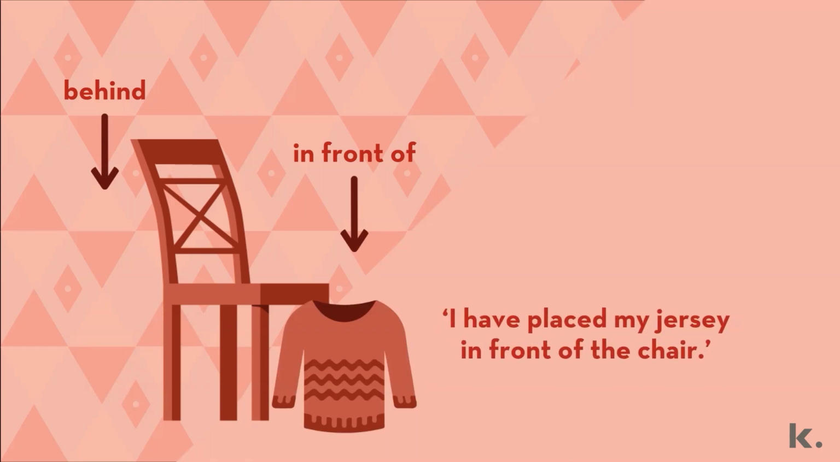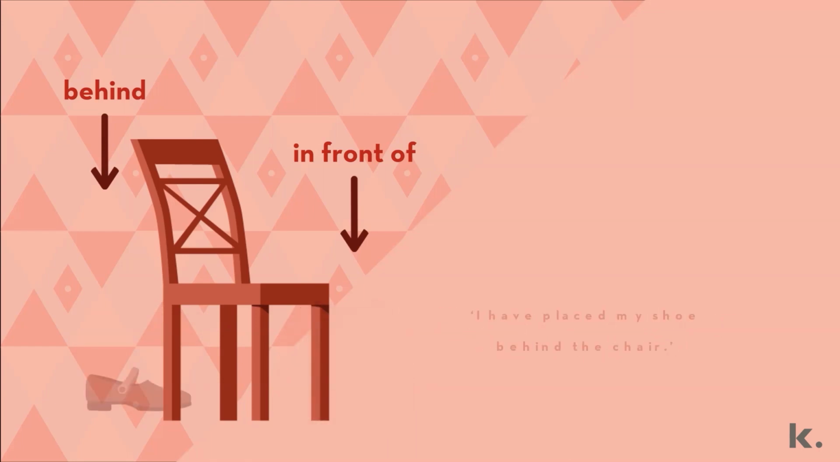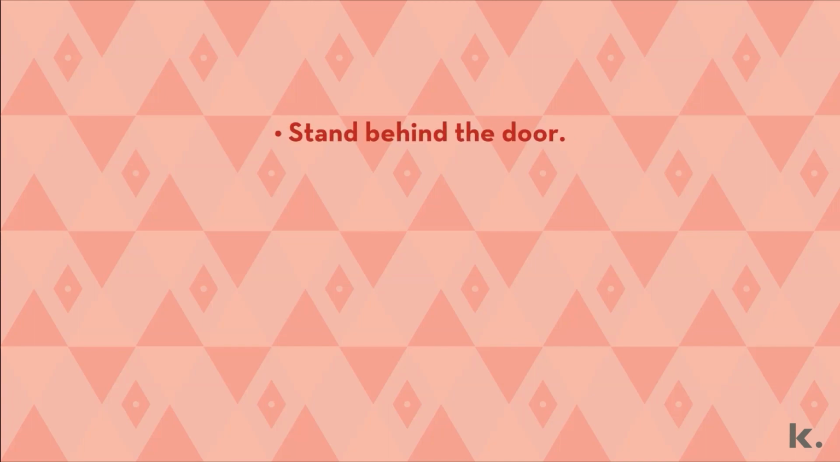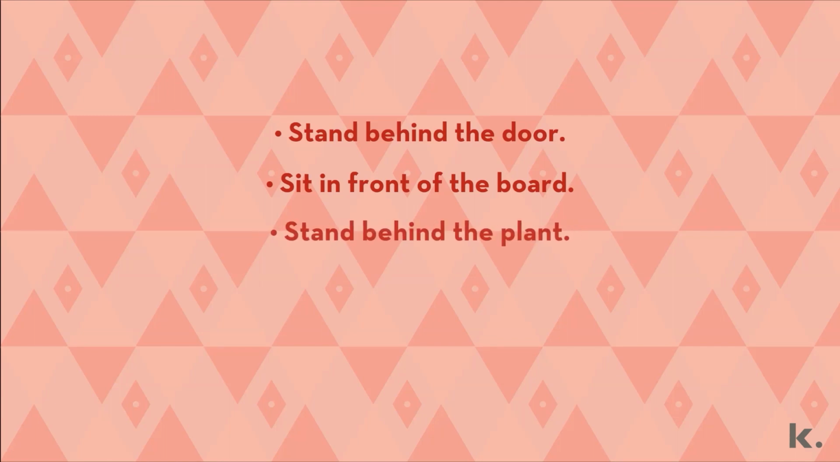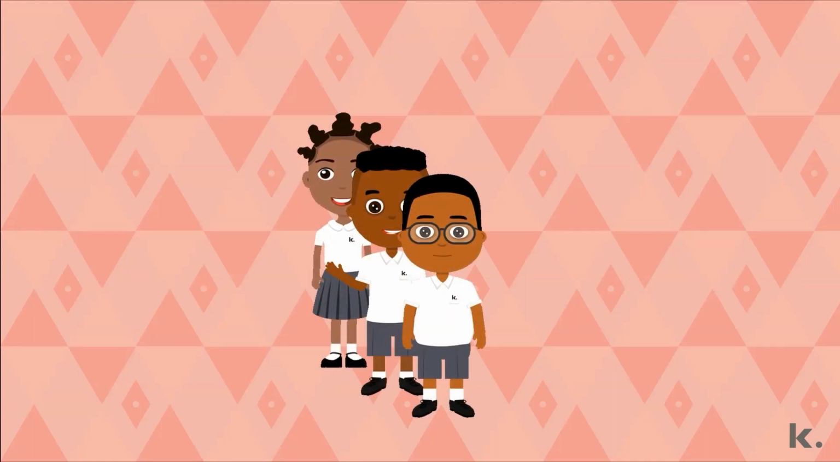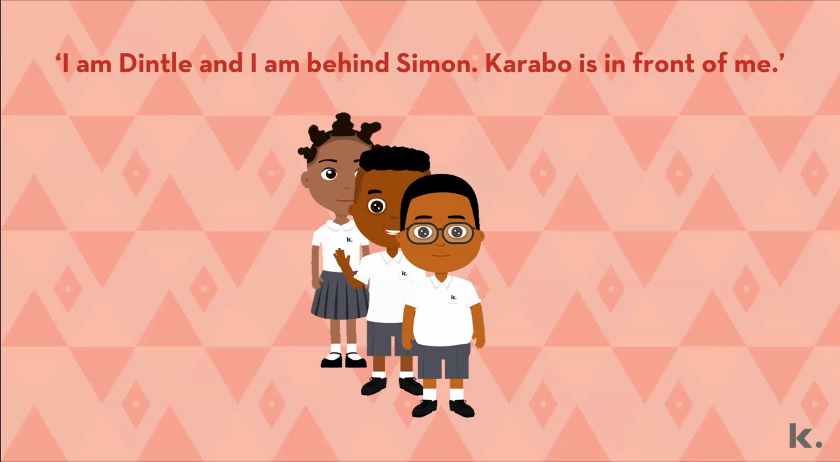Select children to do the following while the rest of the class observes. Stand behind the door. Sit in front of the board. Stand behind the plant. Stand in front of the bookshelf, or stand behind the desk. Select 3 children to stand in a line, one behind the other. Have them introduce themselves and their positions. For example, I am Dintle and I am behind Simon. Karabo is in front of me.